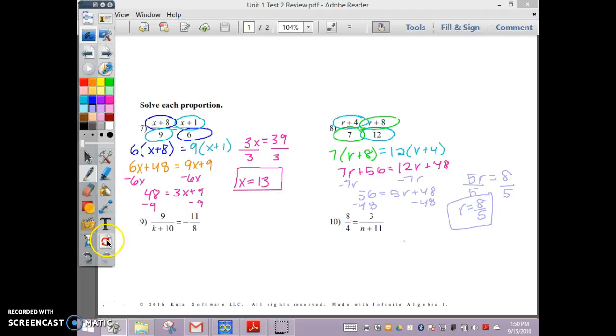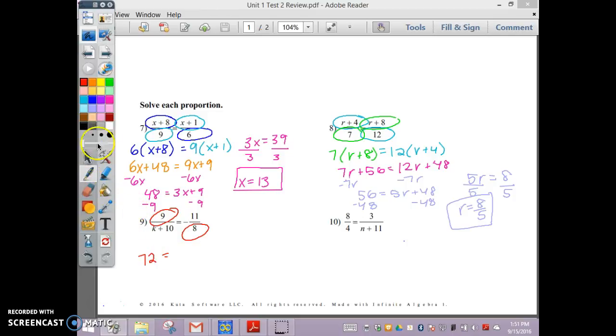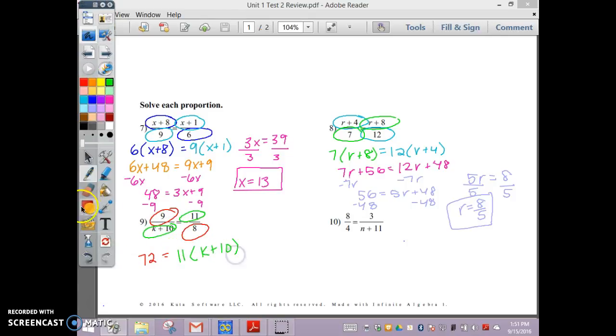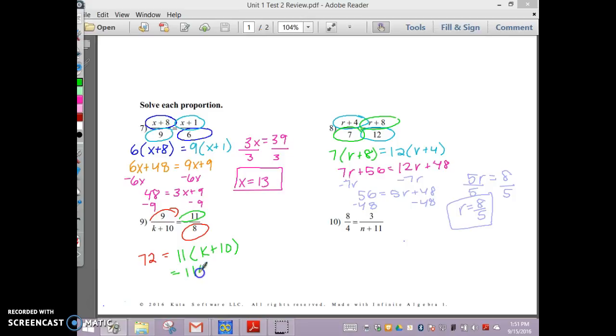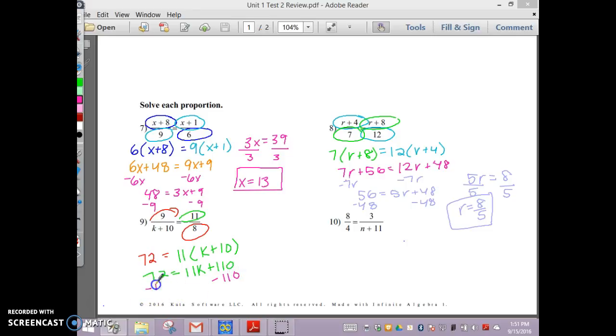Okay, last two for this page. Same thing, cross multiply. Numerator times denominator equals numerator times denominator. So 11k plus 10. Is that what it says? Yeah. Okay, go ahead and distribute: 11k plus 110 equals 72. I'm going to subtract 110 from both sides. Subtracting.